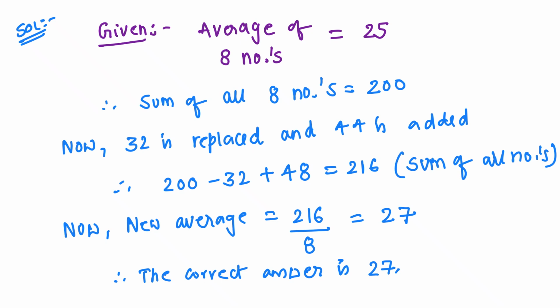Now, 32 is replaced and 48 is added. Therefore, 216 is the new sum. Now, new average is equal to 216 divided by 8, which is equal to 27. Therefore, the correct answer is 27.